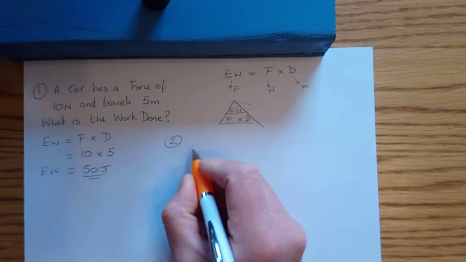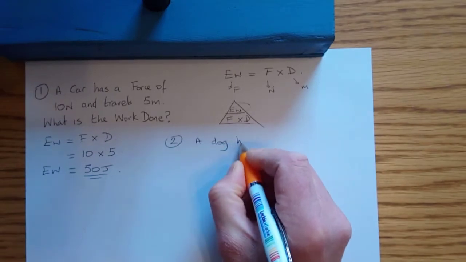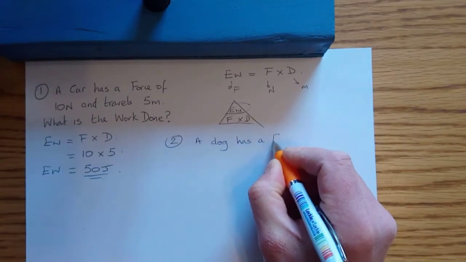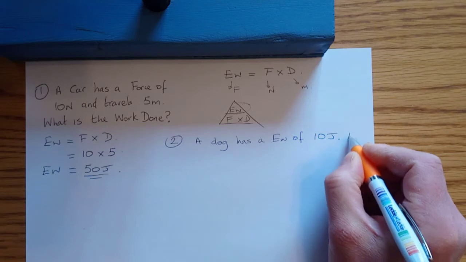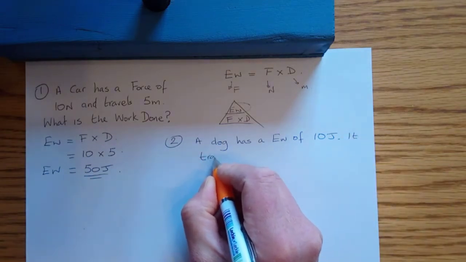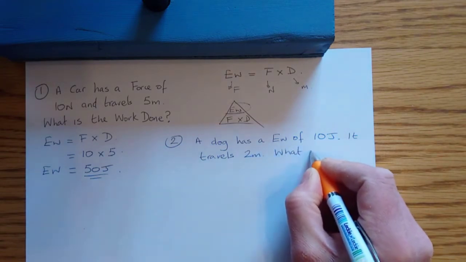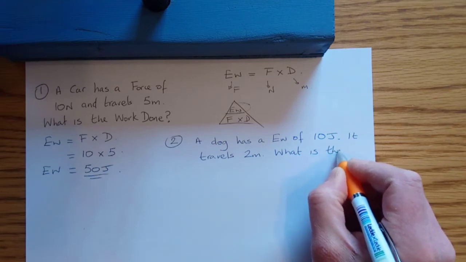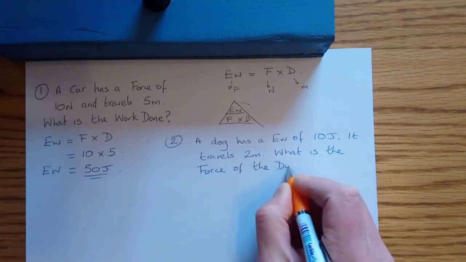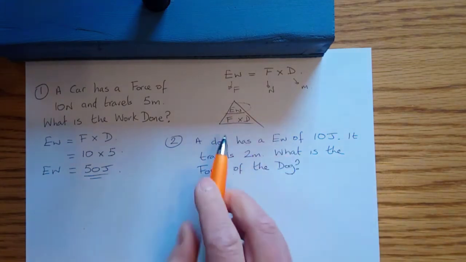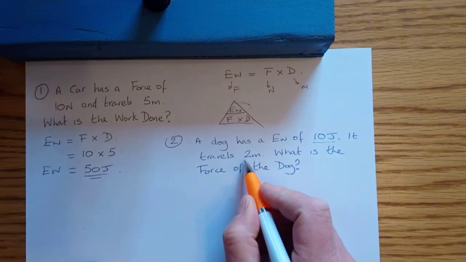You can work out another way of maybe saying, let's have a look, a dog has a work energy of 10 joules. It travels 2 meters. What is the force? What is the force of the dog? Maybe not the best worded question, but you'll get the idea that we're looking at the force here of this dog. It exerts a work energy of 10 joules and travels 2 meters.